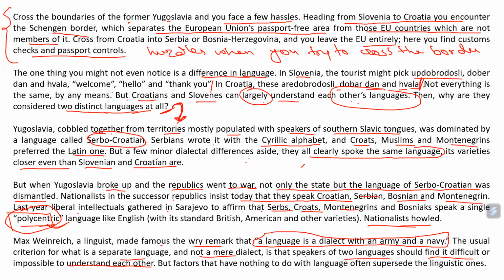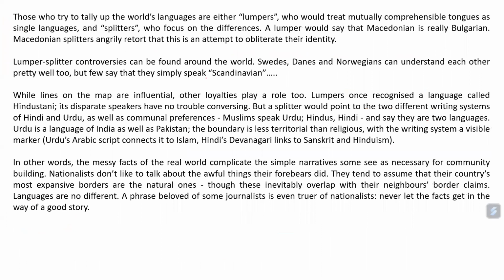Right? It's not only about speaking, it's also about understanding the language. But factors that have nothing to do with language often supersede the linguistic ones. So the author has asked, why is there such a barrier? And then he is coming up with the answer that some factors that are not linguistic supersede these problems, right? Those who try to tally up the world's languages are either lumpers, who treat mutually comprehensible tongues as a single language, or splitters, who focus on the differences.